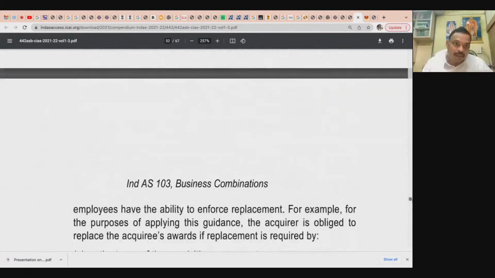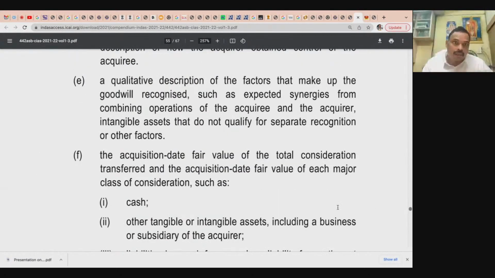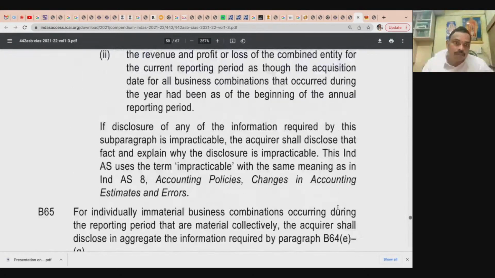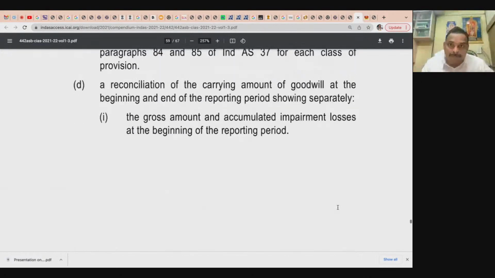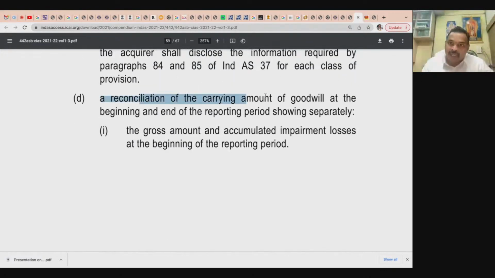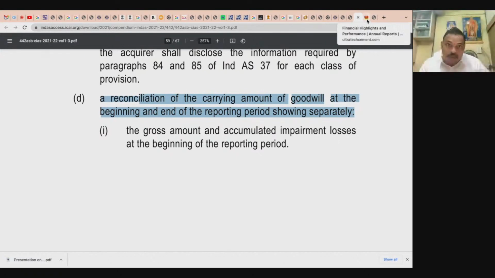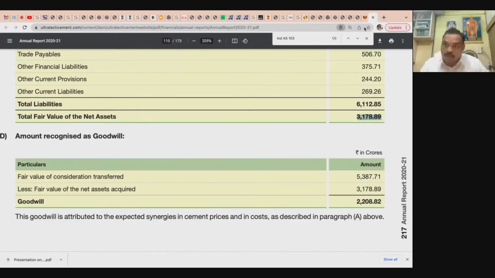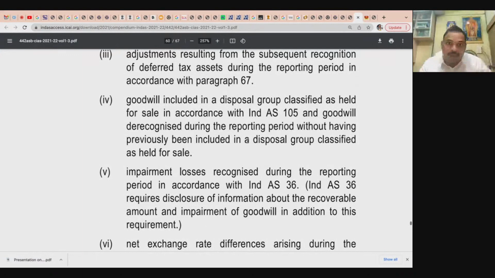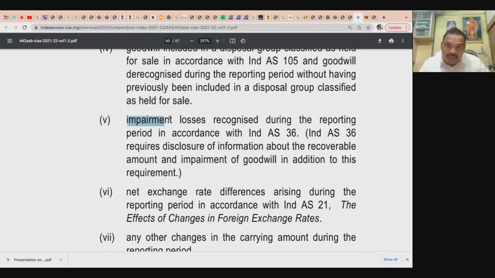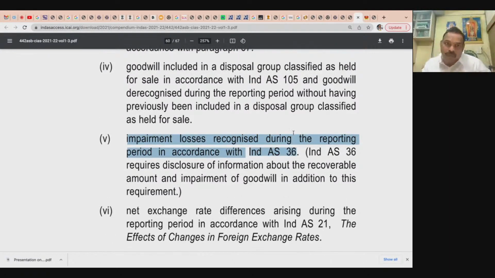This is your B67. Then in B67, I'll take you to D. A reconciliation of the carrying amount of goodwill at the beginning and the end of the reporting period should be shown separately. In the annual report, it should be shown. I'll show you that para also. Now here, I'll take you to the fourth para and fifth para. The impairment losses recognized during the reporting period, this alone will be used for the purpose.